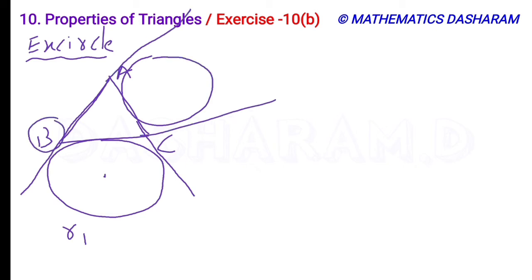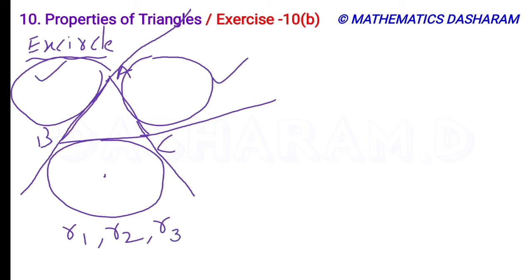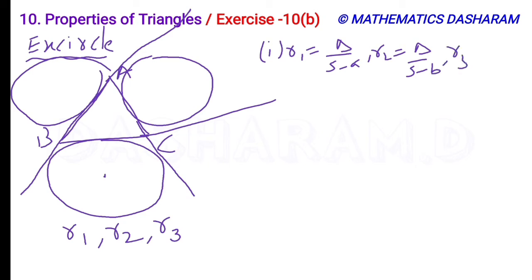It is opposite to capital B, so it is denoted with R2, and here also we can draw one excircle, opposite to capital C, so its radius is denoted with R3. So these excircles are possible when extending the sides. Then the first formula: R1 equals delta divided by (s minus a). Next, R2 equals delta divided by (s minus b). Next, R3 equals delta divided by (s minus c).